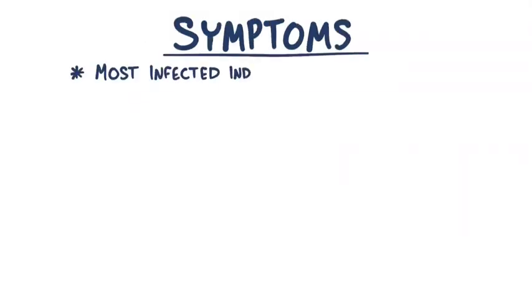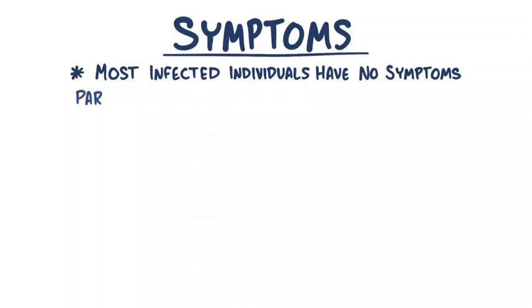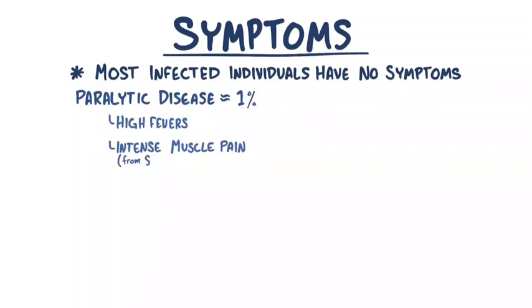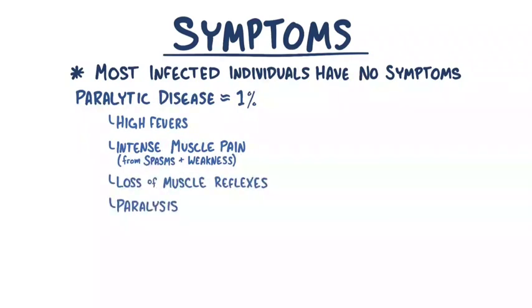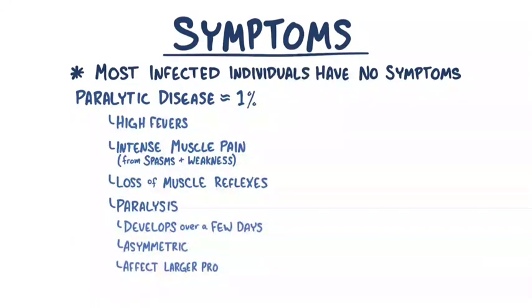Most individuals infected by poliovirus have no symptoms. In fact, polio only causes paralytic disease about 1% of the time. Symptoms of paralytic disease from polio include high fevers, intense muscle pain from spasms and weakness, loss of muscle reflexes, and eventually paralysis. Usually the paralysis develops over a few days and is asymmetric, most often affecting larger proximal muscles, especially in the legs, like the thighs.